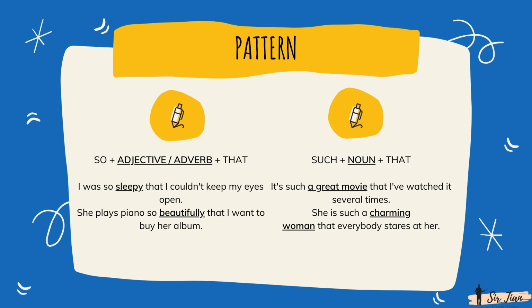Remember, such here indicates a degree of quality, not quantity. Great shows the quality of a movie. In the second sentence, the cause is she is a charming woman and the effect is everybody stares at her. It will be different when I say she is a charming woman and she is a very charming woman. That's why the use of such gives emphasis on charming. As the result, everybody stares at her. The sentence becomes: she is such a charming woman that everybody stares at her.